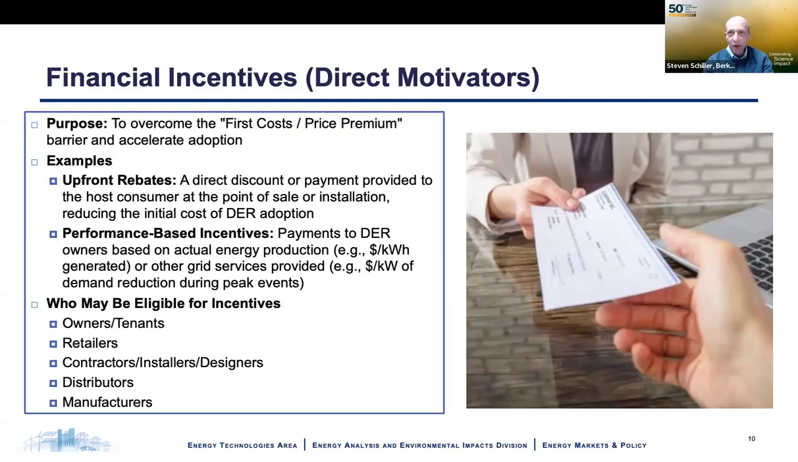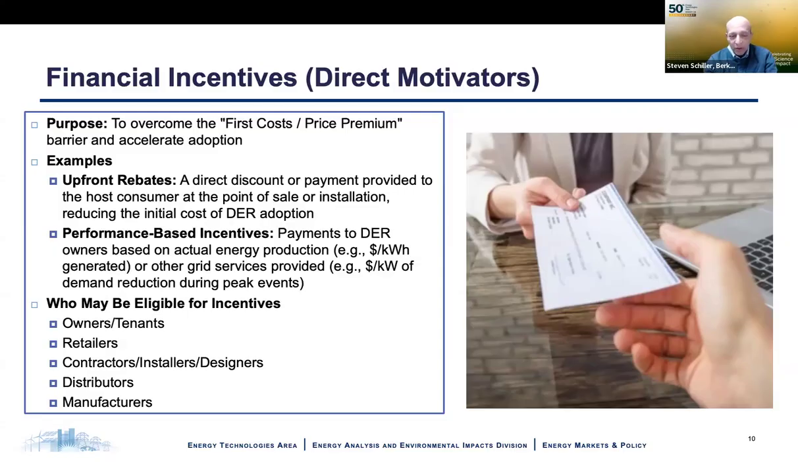These are probably most popular right now with demand response programs where consumers or businesses sign up for programs where they can voluntarily reduce their demand at the request of the system, of the grid, when there's a need. And depending on how much they reduce their demand, they get paid when they actually deliver.